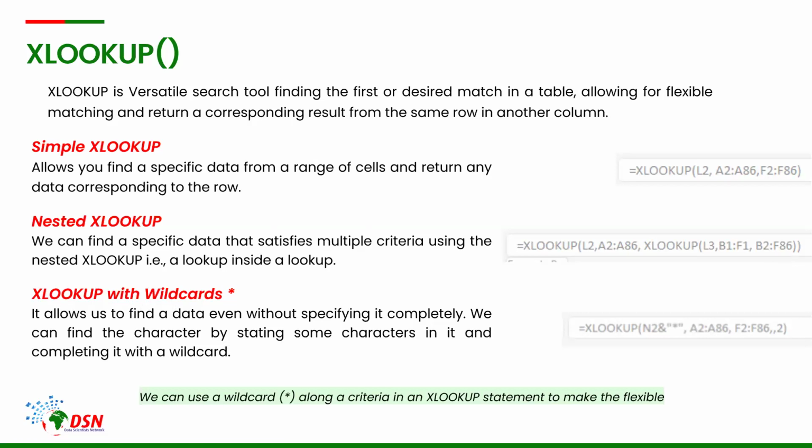What do we do in that case? We can use a wildcard. A wildcard contains the possible characters, so it can suggest for us. It allows us to find data even without specifying it completely. We can find the data by stating some characters in it. Like probably I want to find a string called umbrella from my row.